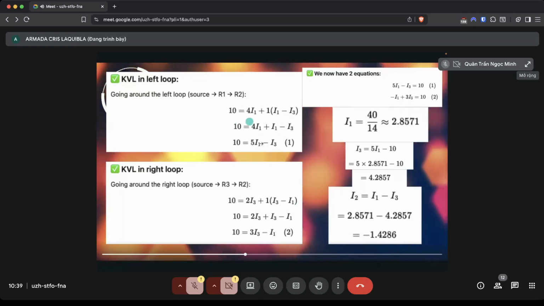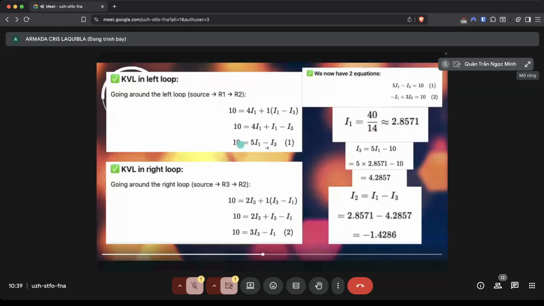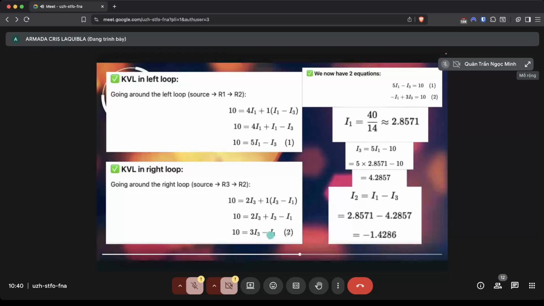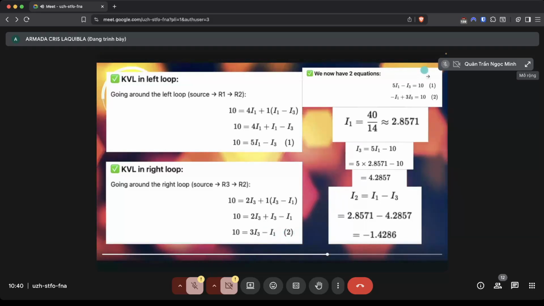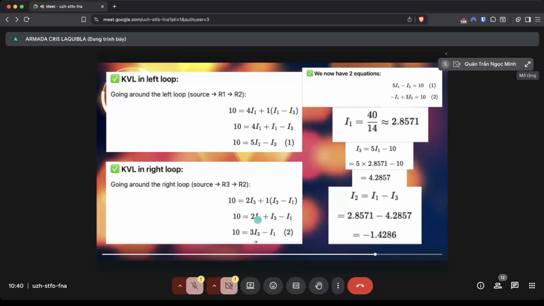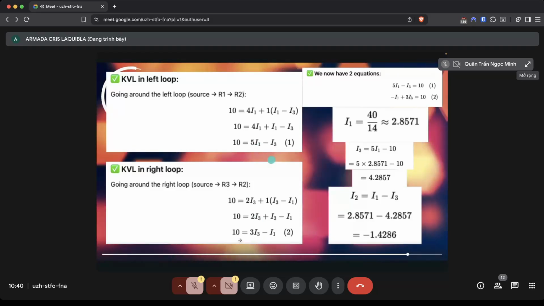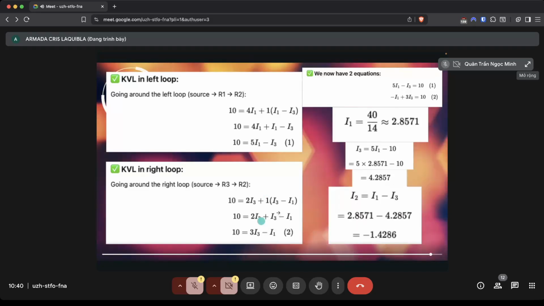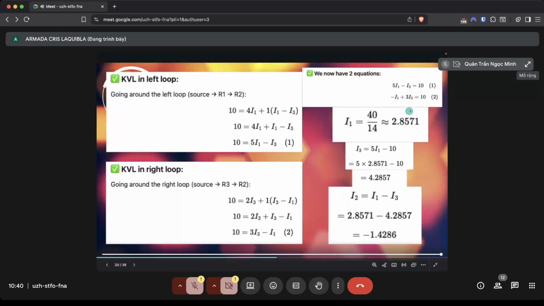Now solving the top part, you have an I1 and I3 there, and here an I1 and I3 also in the equation. Your calculators can do that. You can replace I1 by X, and your I3 you can make a variable Y. Your calculators can solve I1 and I3 directly. So I1 is 2.8571, and I3 is equal to 4.2857.